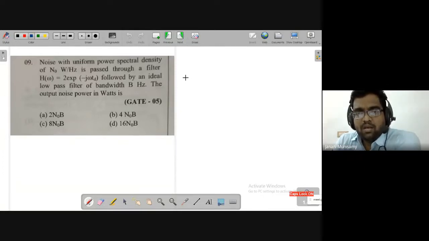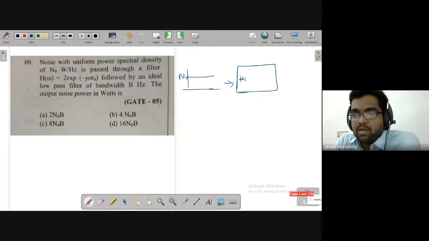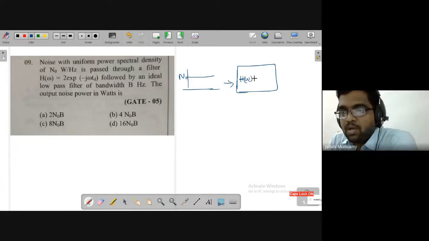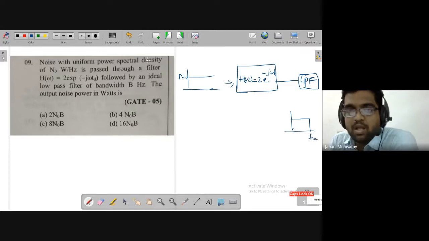See what they are telling. There is some noise with power spectral density N0. Again, the noise is having uniform power spectral density, and is passed through some system. That system has a magnitude response in the frequency domain, H(ω) = 2 e^(-jωTD). Then after that, it is passed through an ideal low pass filter. Ideal low pass filter means it will allow all the frequencies below the corresponding cutoff.